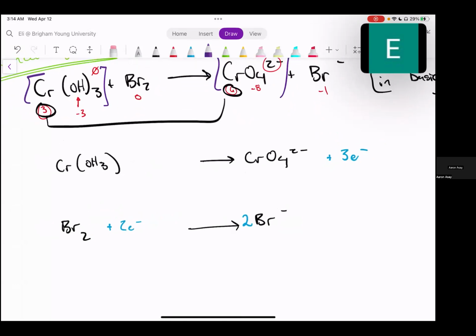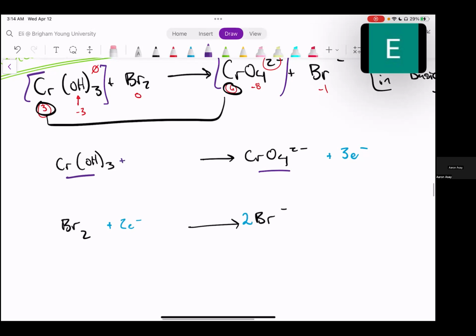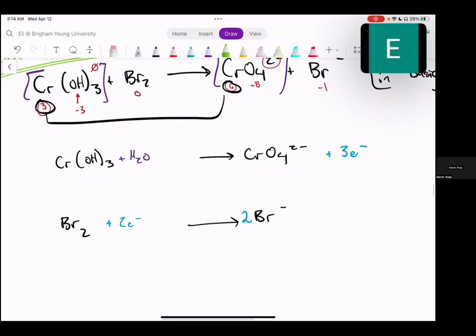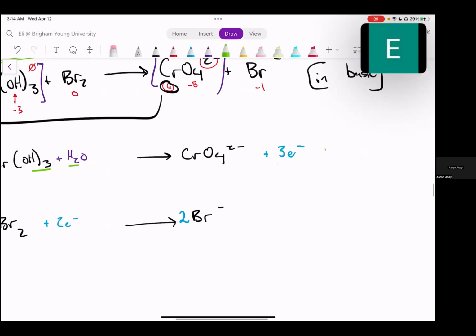So next, we have to balance the oxygens. So I look over here, I have 3 oxygens on the left side with my chromium, and I have 4 oxygens on the right side. So I'm going to add 1 H2O over here. For the bromium, we don't have to do anything. Now we have to balance the hydrogens. So over here, I'm going to have 3, 4, 5, and then none over here. So I have to add 5 H pluses.